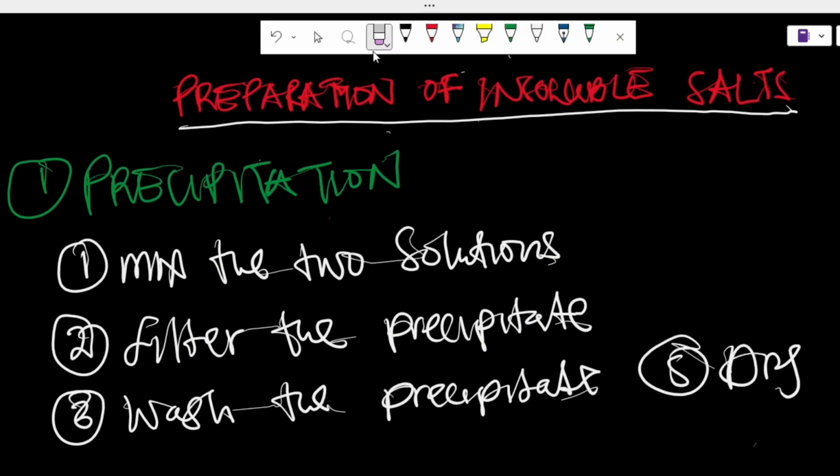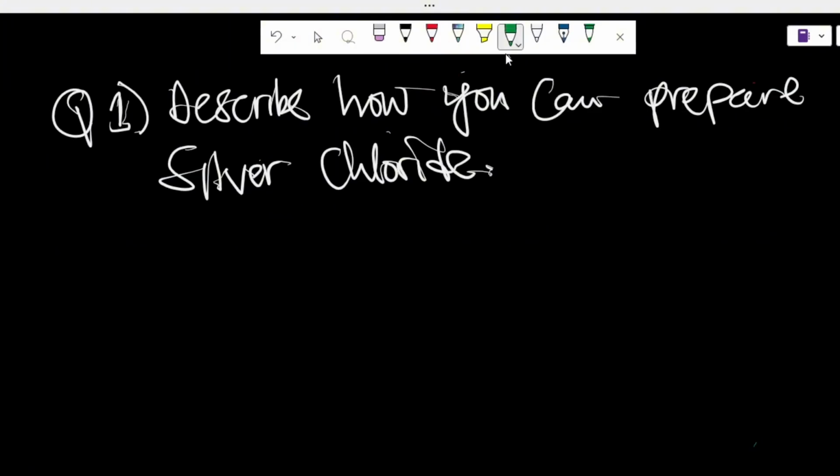This is the method you use to prepare insoluble salts. So make sure that you understand. Here's a question for you. Describe how you can prepare silver chloride. Now, silver chloride is an insoluble salt. So how do you prepare silver chloride?